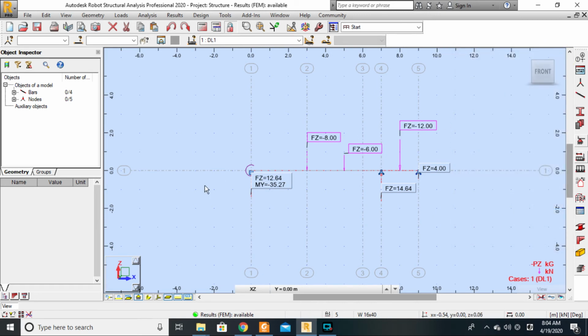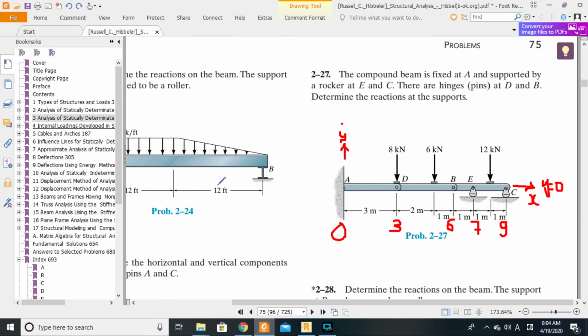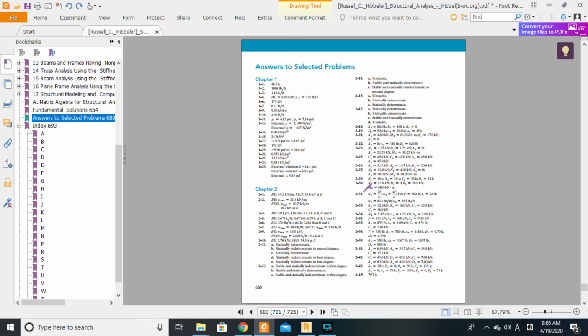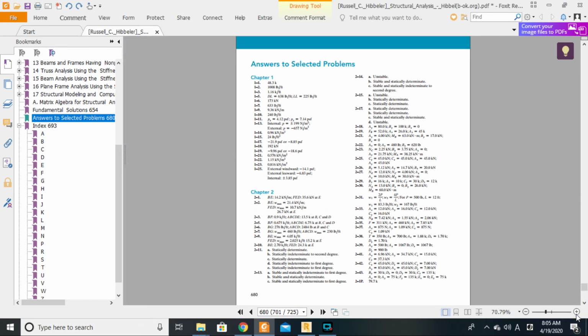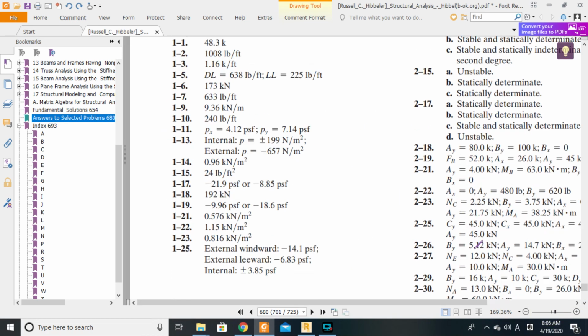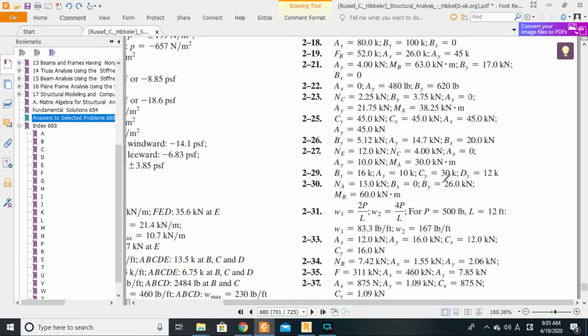Let's check it with what the document gives. So these are our answers right here. Okay, so let's go ahead and check that with what the document has. That's the exercise 2.27. So we can go right here. Okay, so we'll just zoom there. Okay, so 2.27, we have 12, 4, 10, 30.